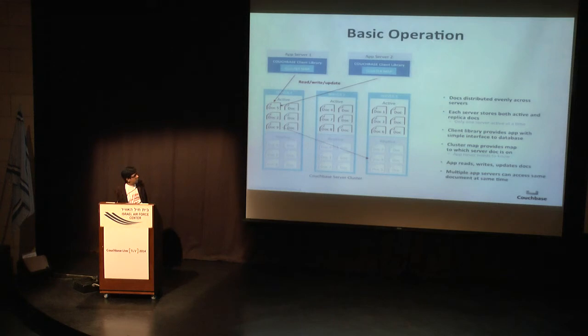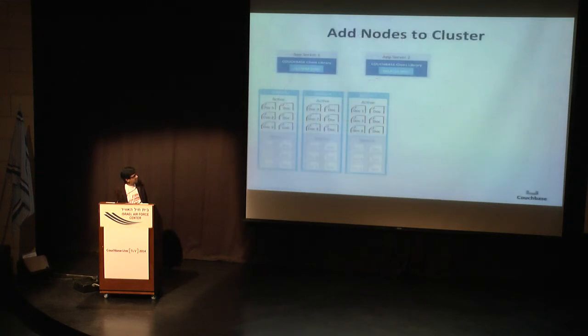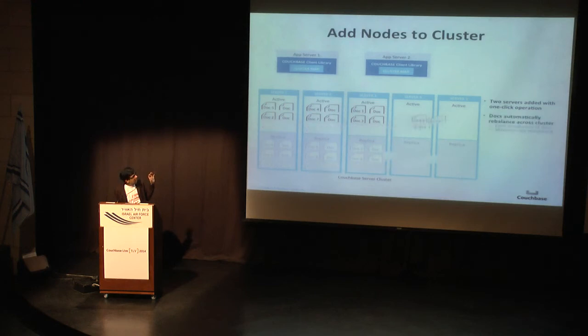What happens if you want to add nodes to your system? If you want to add nodes to the cluster, firstly, you can add multiple nodes. So you have 2 nodes that you can add with 1 click. And the documents are automatically rebalanced across the cluster. Both the replicas as well as the actives get evenly distributed. And the cluster maps are now updated as well. So if any new request comes in, they know where to go for accessing the documents.